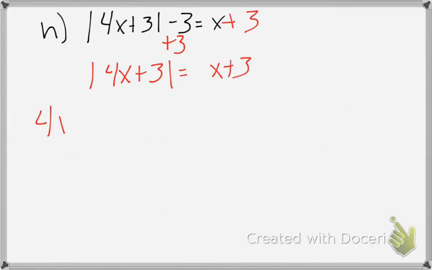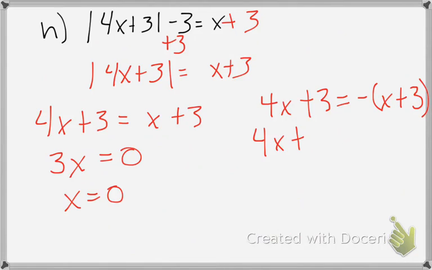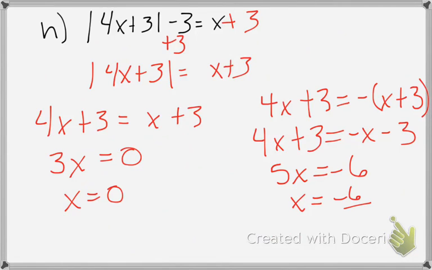So this is going to tell me if I've got 4x plus 3, I would have a positive x plus 3 as a result, which would give me 3x is equal to 0, or x equals 0. The other possible result would be 4x plus 3 is equal to a negative x plus 3. When I distribute the negative, this time I have negative x minus 3. So when I group my values together, I've got 5x is equal to negative 6, or x is equal to negative 6/5.